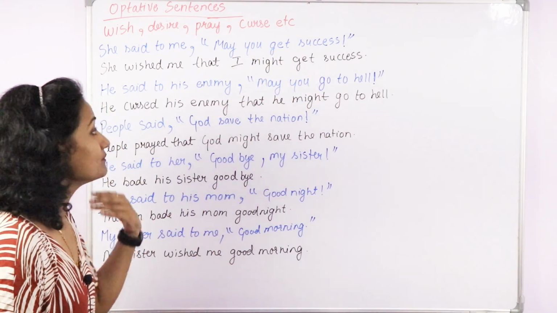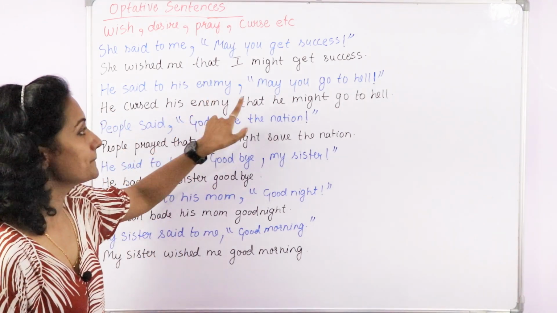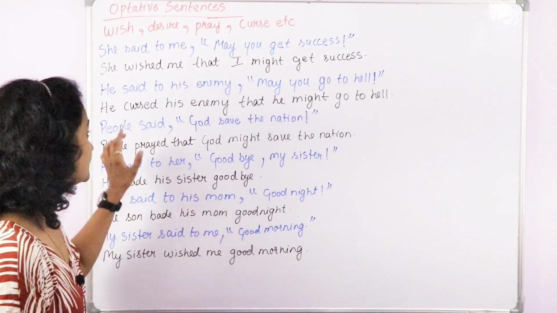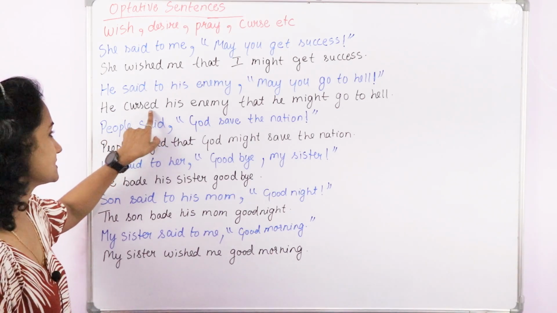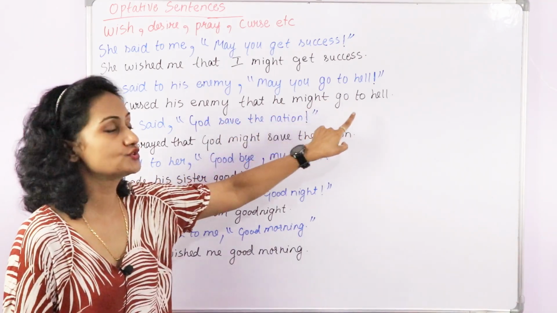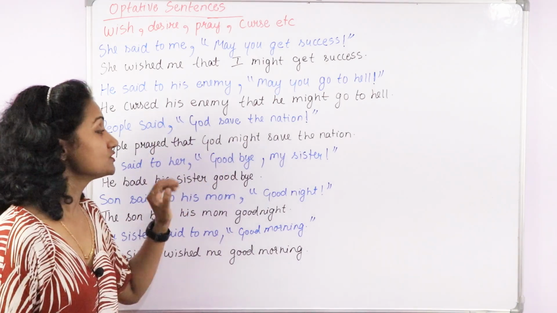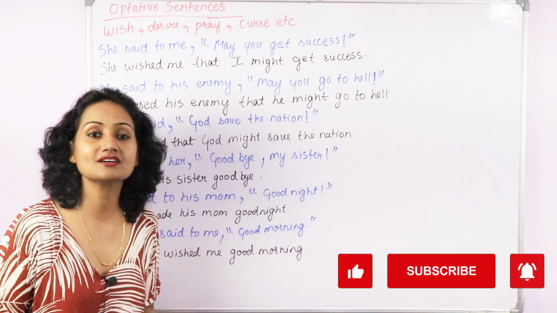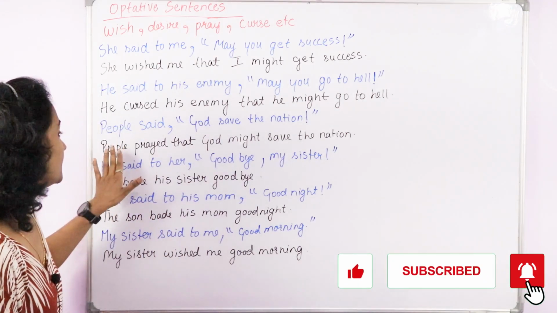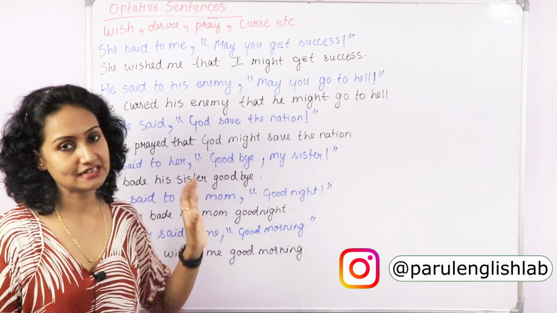So I might get success. He said to his enemy, may you go to hell. So it's not a wish, it's a curse. So here the reported verb will be cursed. He cursed his enemy that he might go to hell. People said, God save the nation. So here there is no may, but it has a hidden meaning. Okay, so in reported speech we will use might. People prayed that God might save the nation.